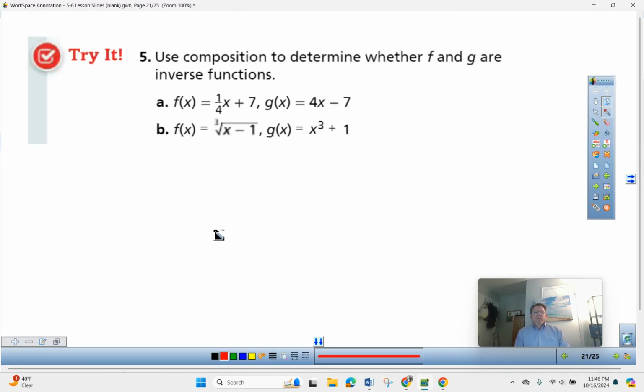Okay, here's a couple more. So you can use the composition to determine whether f of x and g of x are inverses. They want you to do that whole composition of functions, both one direction and then the other direction, to see if they both simplify out to x. Or you could also use your graph. So I'm going to pause just a moment here and let you try that out yourself.